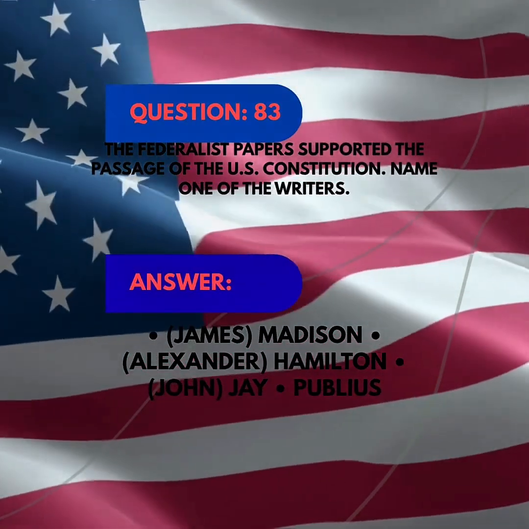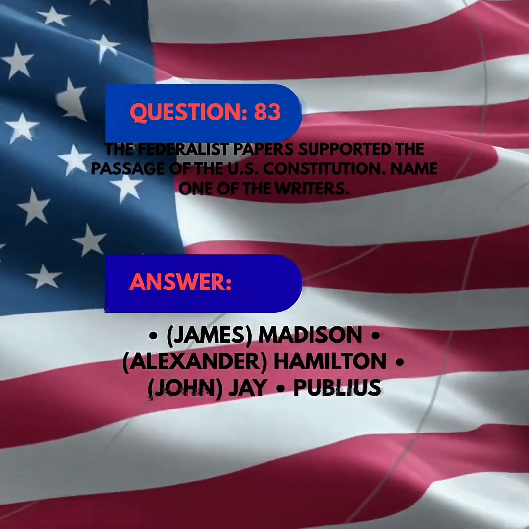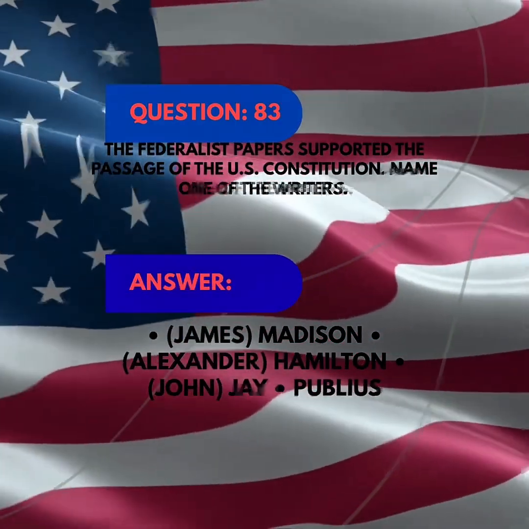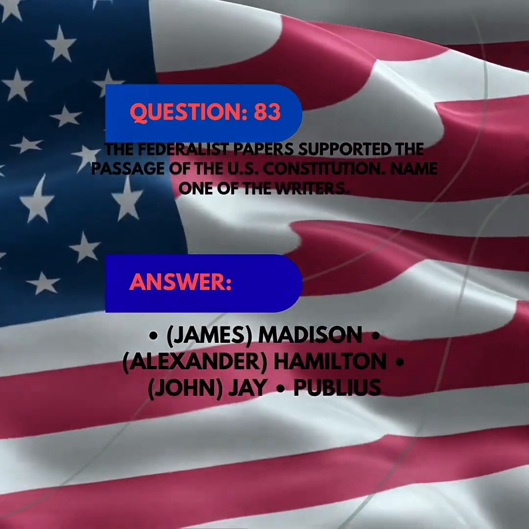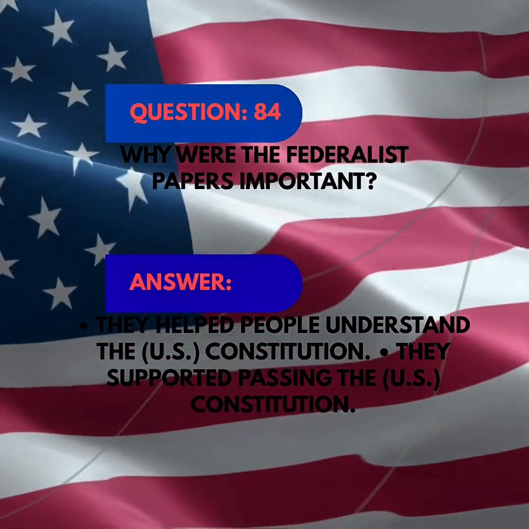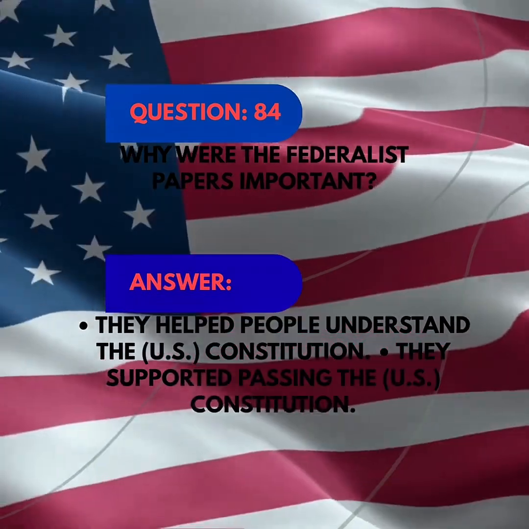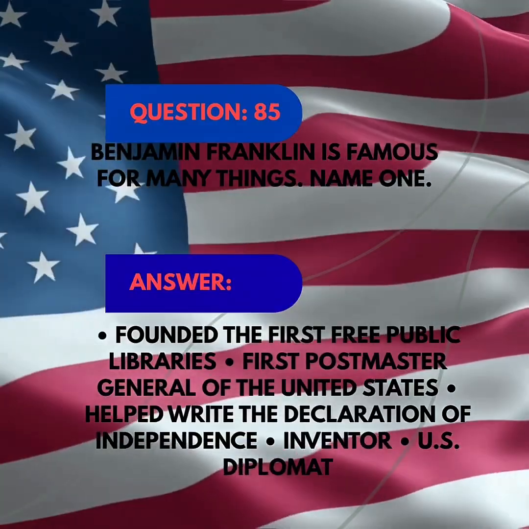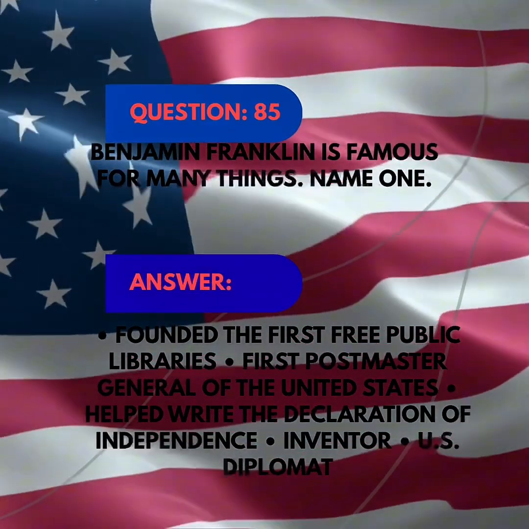Question 83. The Federalist Papers supported the passage of the U.S. Constitution. Name one of the writers. Answer: James Madison, Alexander Hamilton, John Jay, or Publius. Question 84. Why were the Federalist Papers important? Answer: they helped people understand and support the U.S. Constitution.